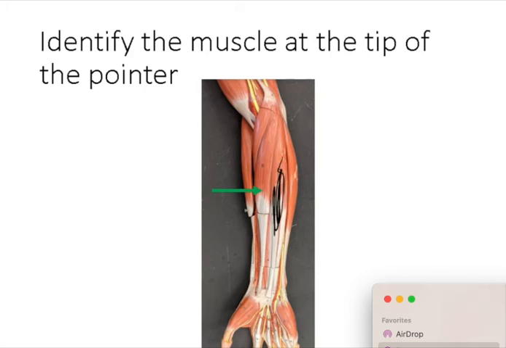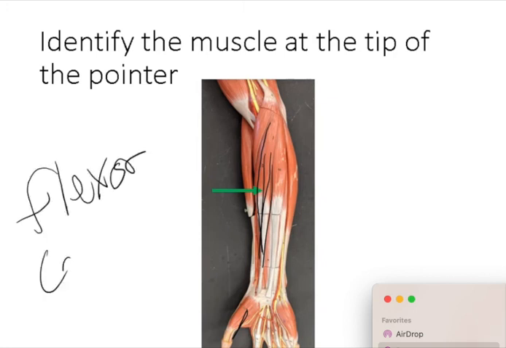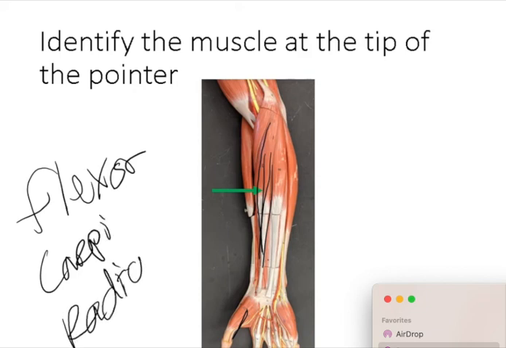This is the palmaris longus once again, which was here in the middle. Now we're naming this one here that's on the side of the thumb. This would be the flexor carpi radialis. Flexor carpi radialis. It's a flexor because it's on the flexor side, carpi because it comes down to the carpal region, the wrist, and radialis because it's found on the same side as the thumb.